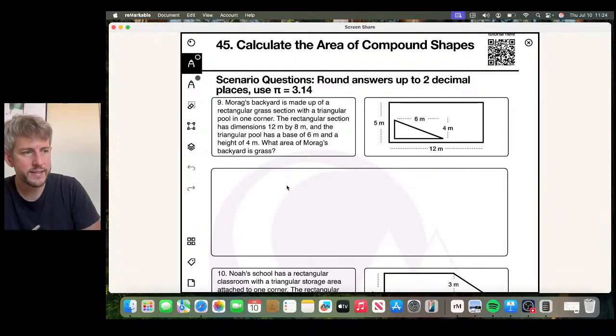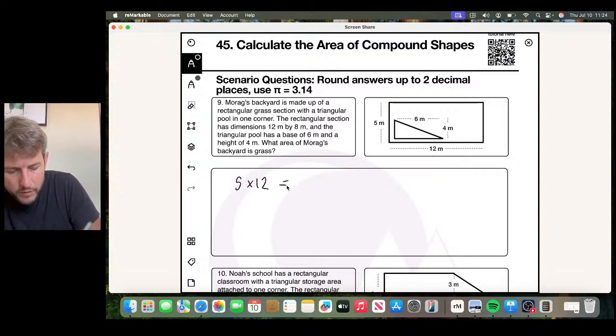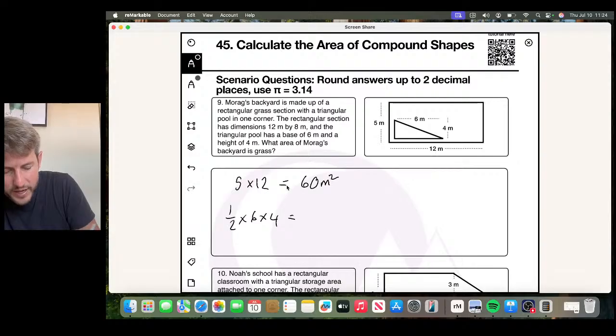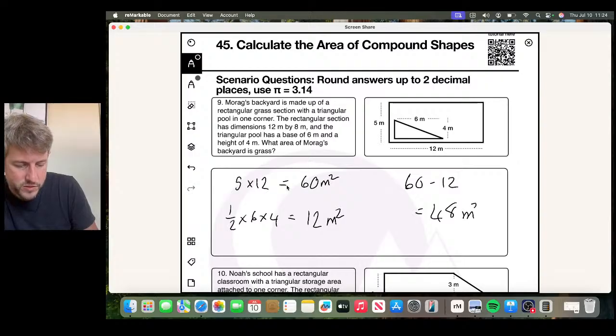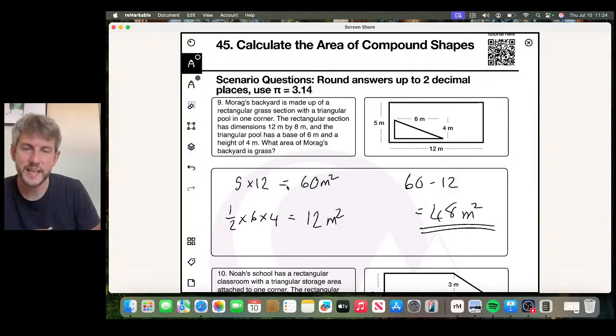Okay, fine. So we need to do the rectangle and remove the triangle. So we've got 5 times 12 for the rectangle, and then we've got a half times 6 times 4 for the triangle. 5 times 12 is 60 meters squared. A half times 6 is 3. 3 times 4 is 12 meters squared. So we need to do 60 take away 12, which will give us 48 meters squared, which will be the grass section of the backyard.